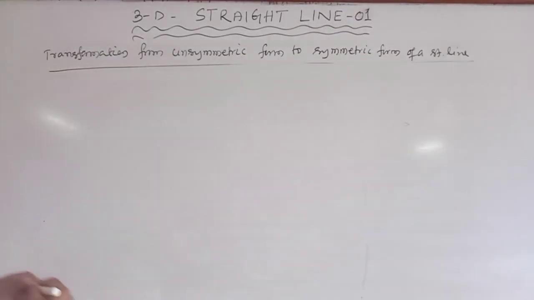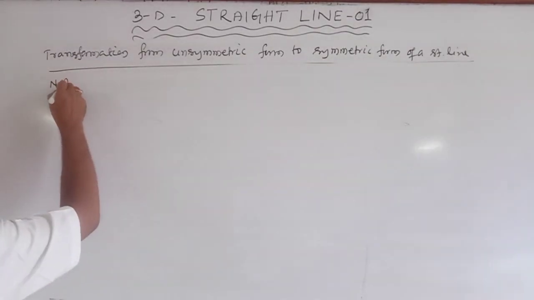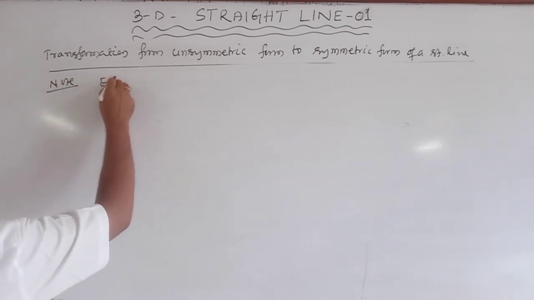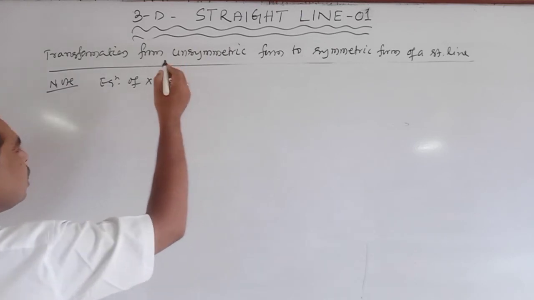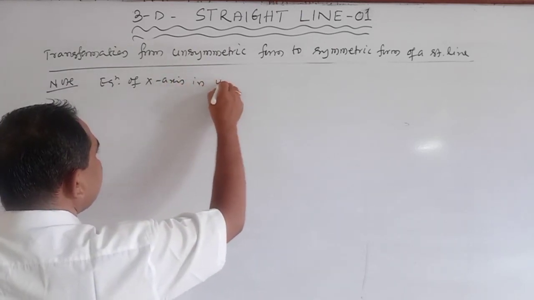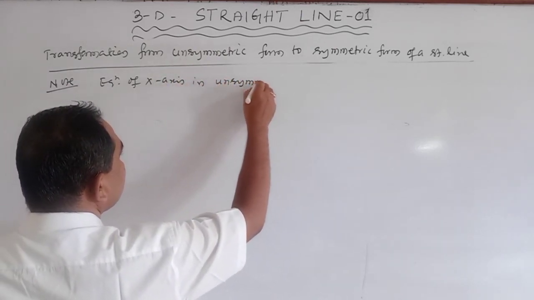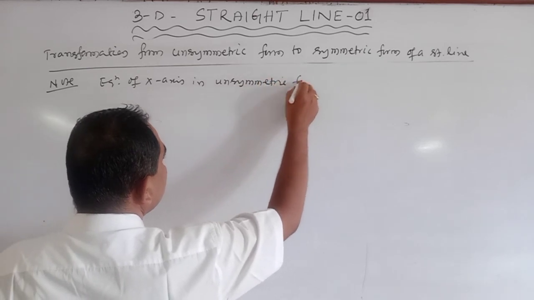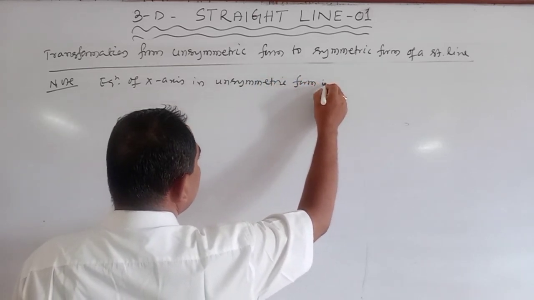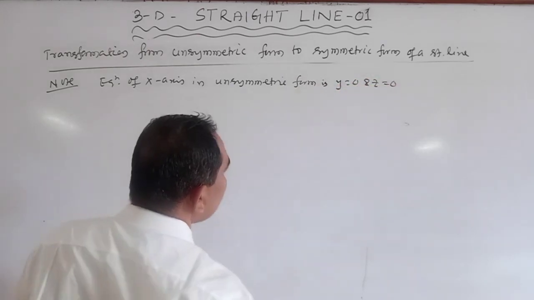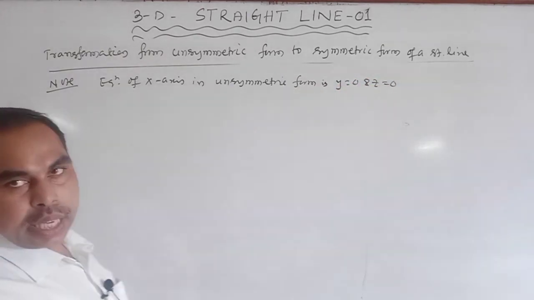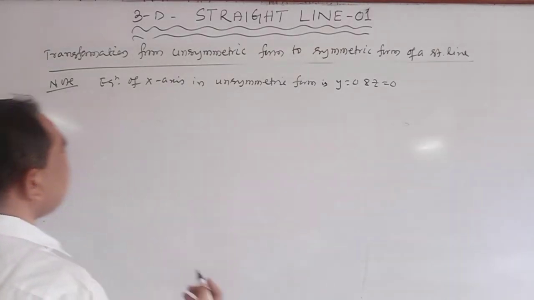Note this down. The equation of the x-axis in unsymmetric form is y equal to 0 and z equal to 0, that is, two planes: the xz plane and the xy plane. Okay.